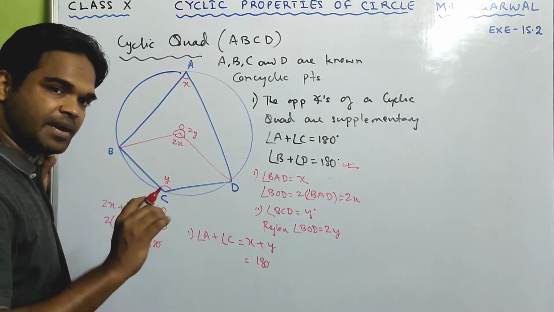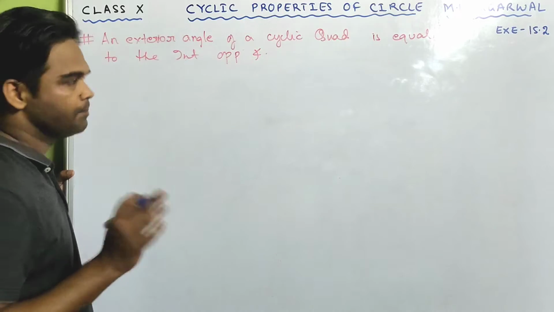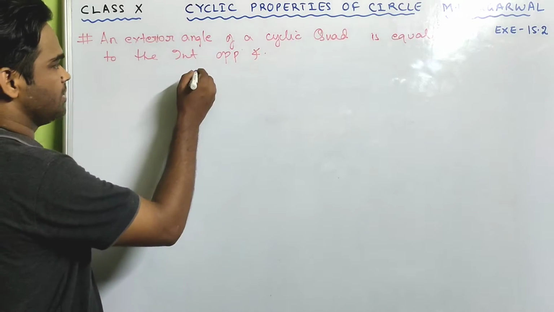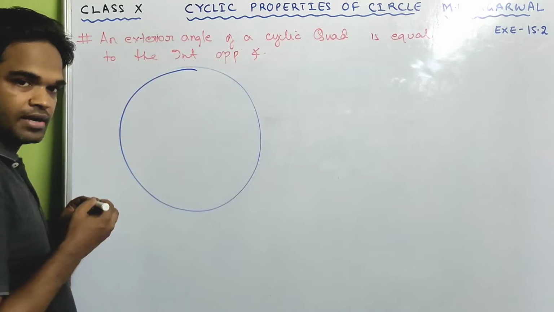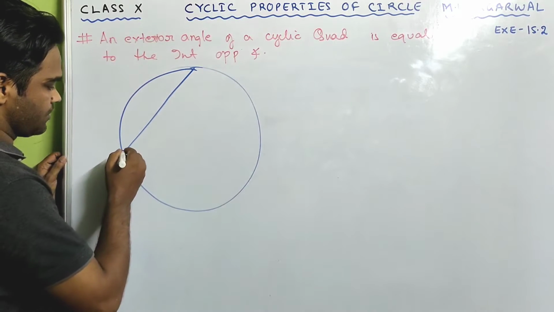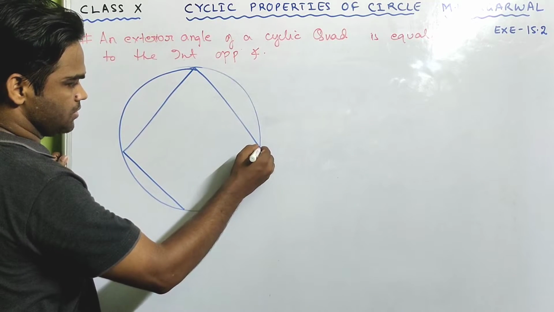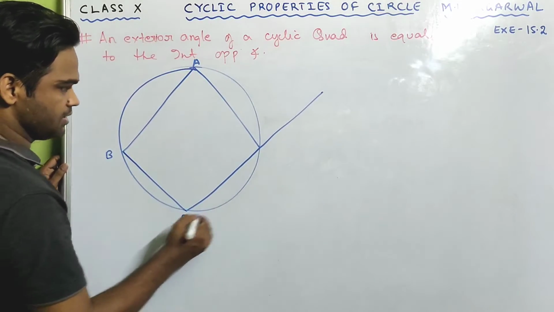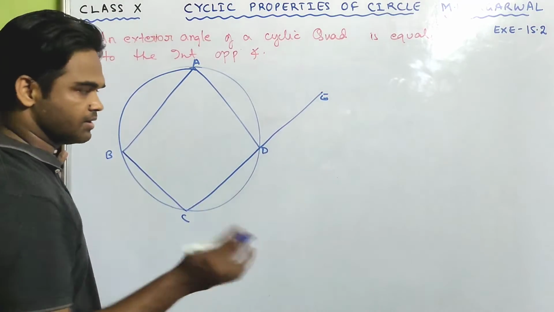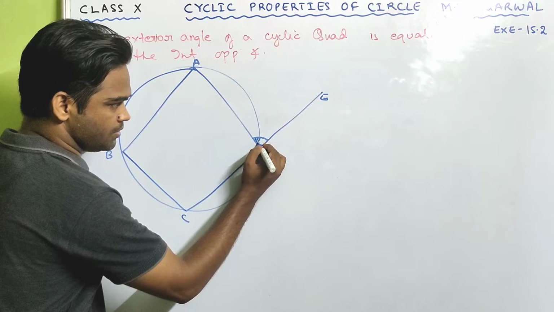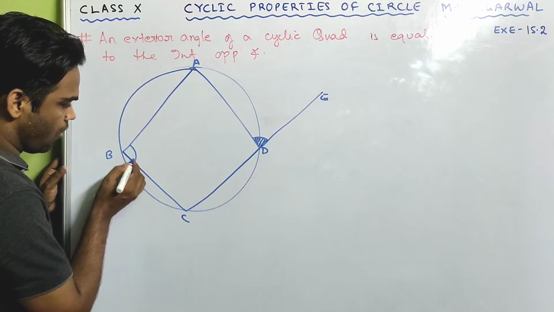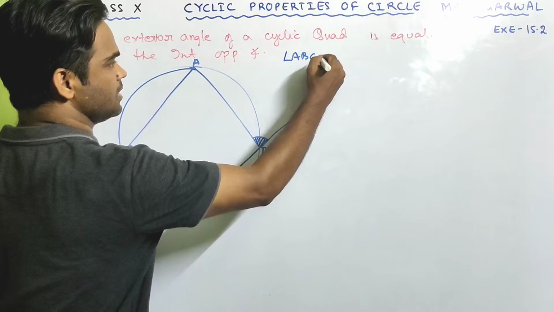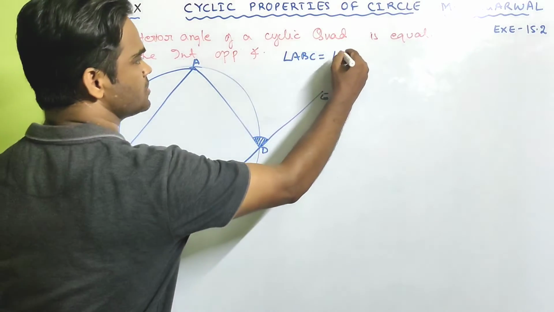Okay, now look at the second property related to this. An exterior angle of a cyclic quadrilateral is equal to the interior opposite angle. What does this mean? If you take a circle and make a cyclic quadrilateral ABCD, and extend it, with CE a straight line, then this exterior angle is equal to the opposite interior angle: angle ABC is equal to angle ADE.